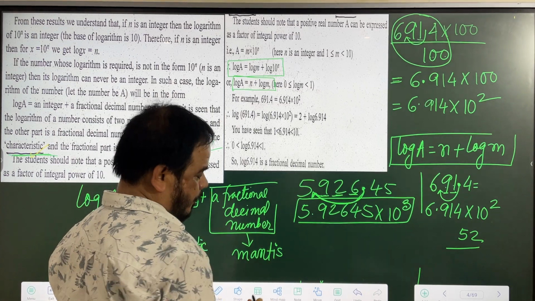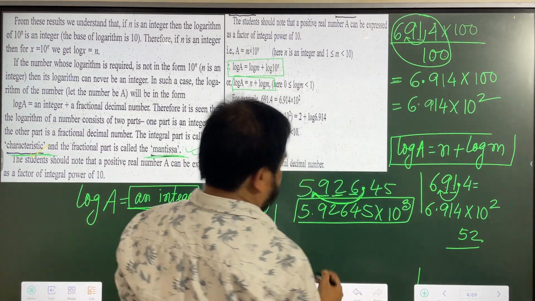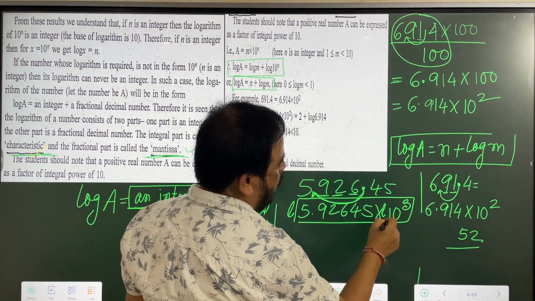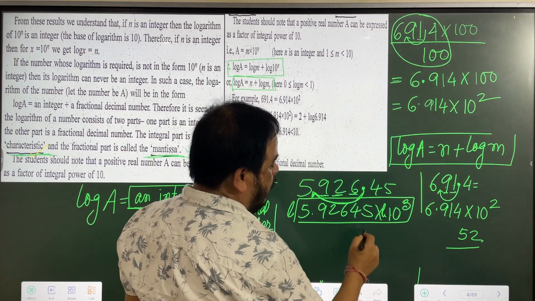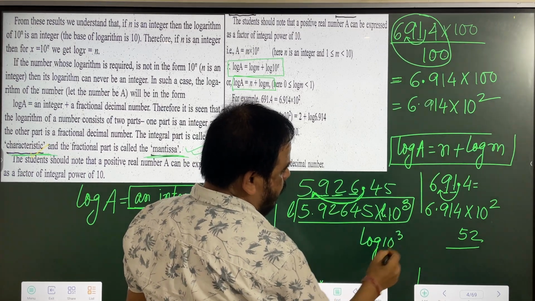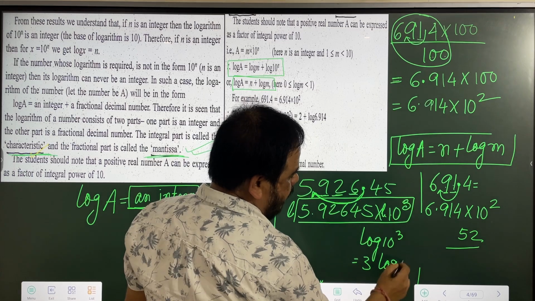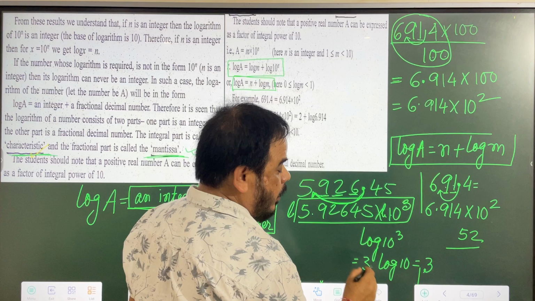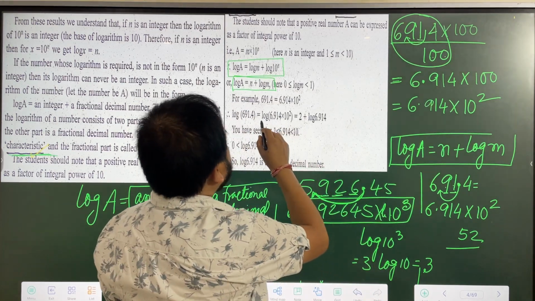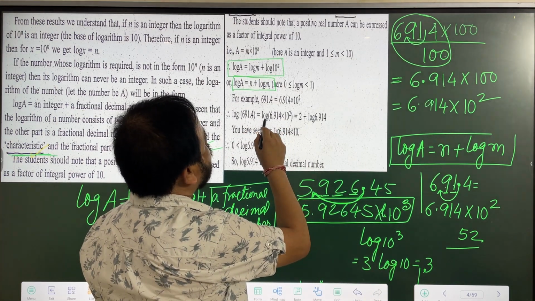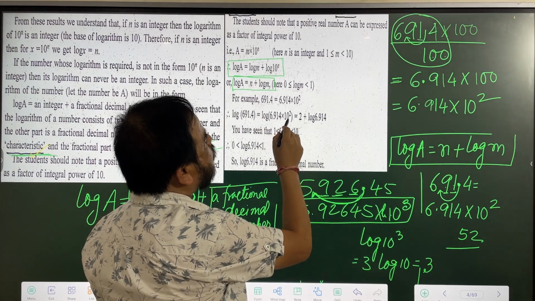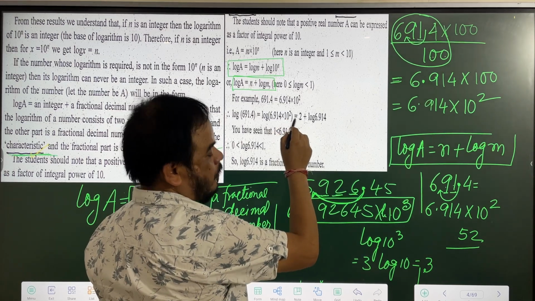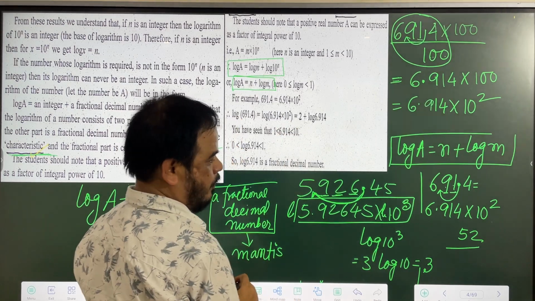Now this one, if we want to make it log, so here log 10 cube. What will you get? 3 log 10. 3 log 10 means 3, because log 10 is 1. So 691.4 equals 6.914 into 10 square, and taking log, square means 2 log 10, so 2 comes alone. Here 3 will come alone.